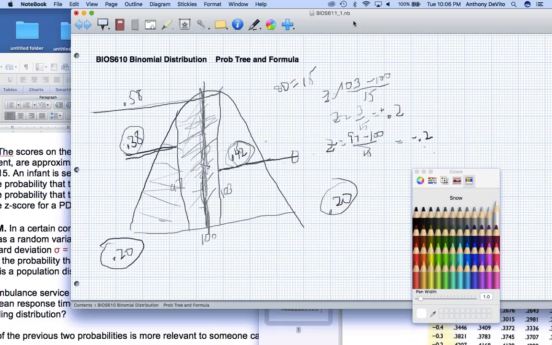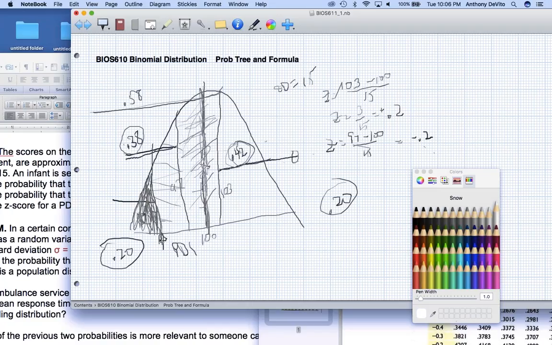Now, there is one last thing that I want to mention here. What if I asked you, I want to know what PDI score would represent the bottom 10% of these infants? In other words, what PDI score would you have to be below in order to represent the bottom 10% of these infants? Okay, well, in that case, we know what the area we want is, but we don't know what the value is. What is that score?